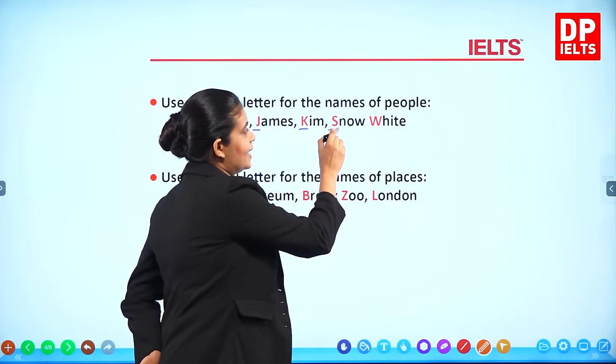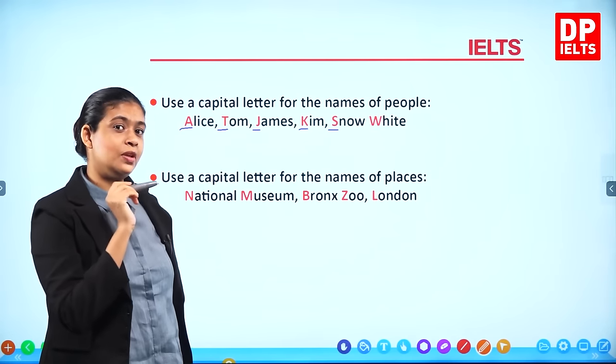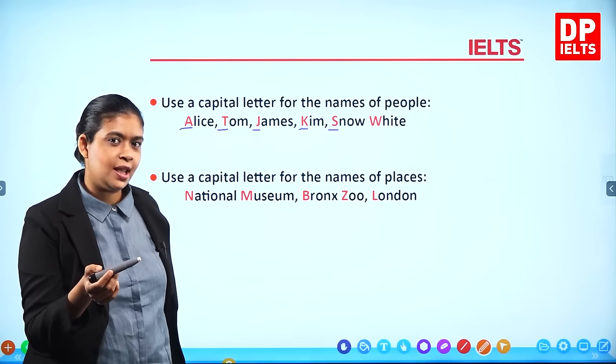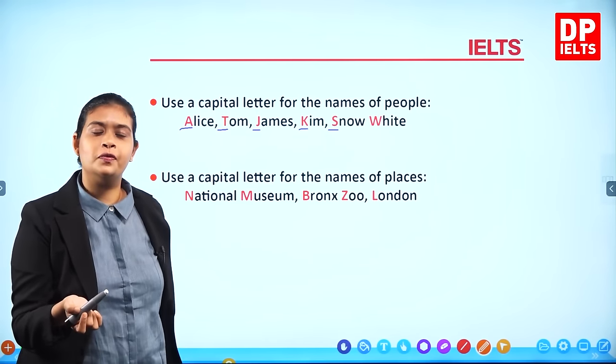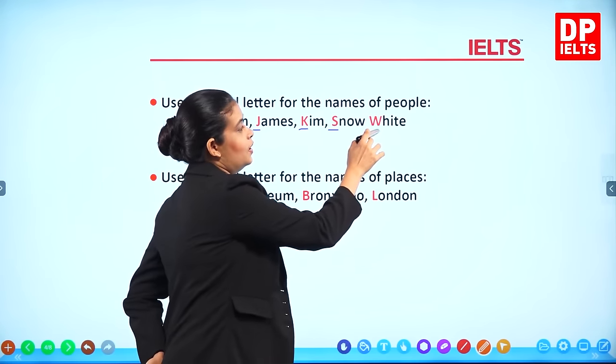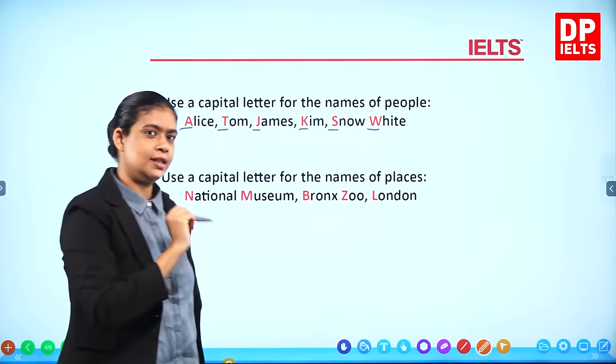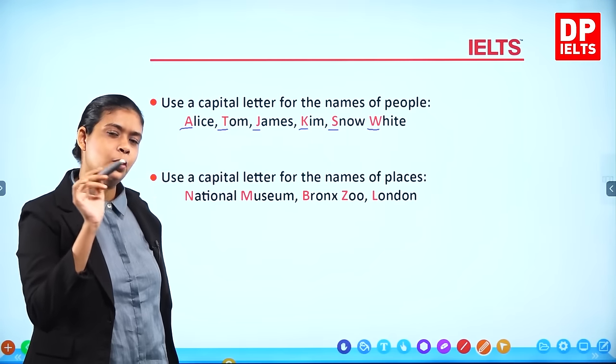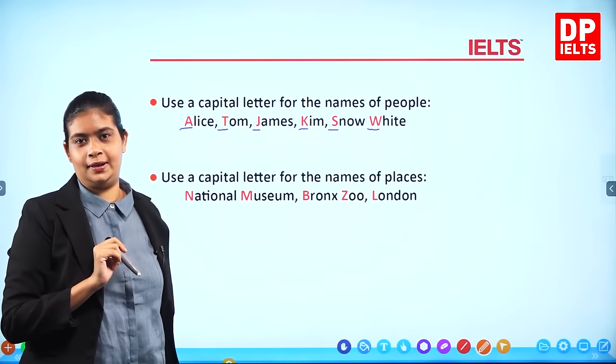Snow, S is capital, but it's not just the name. Snow White, if you all know the fairy tale, Snow White. So the first name is Snow. Her second name is White. So the first letter of both names is capital.